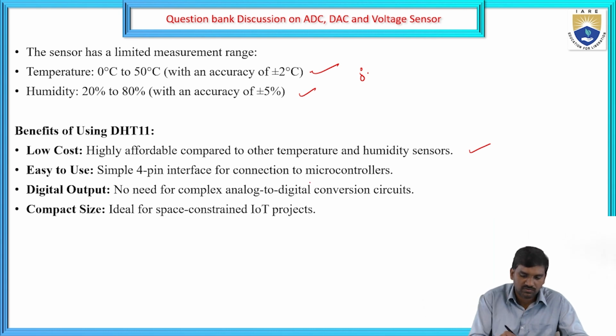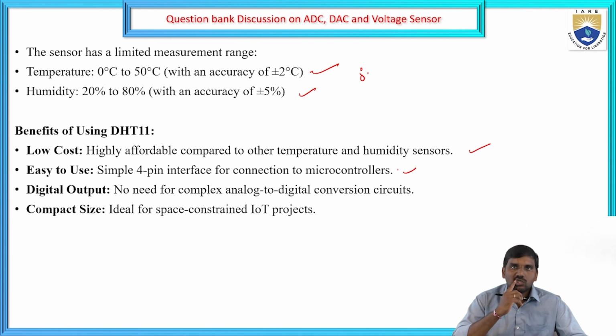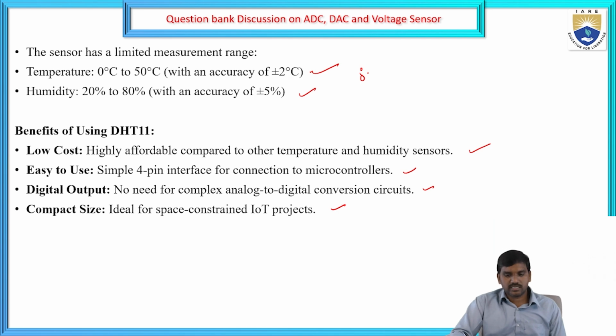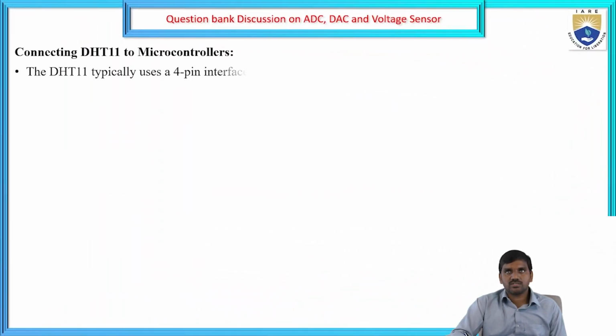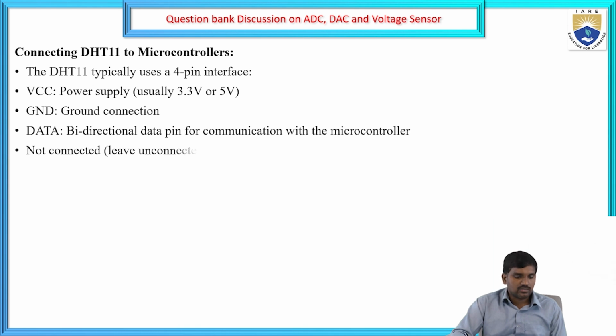Simple 4-pin interface for connection to the microcontroller, and digital output. No need for a complex analog to digital converter circuit. It is completely digital, so there is no need for any type of conversion, no ADC or DAC converters. And compact size, also ideal for space constrained IoT projects. So these are some benefits of the DHT11 sensor, and connecting DHT to the microcontroller.